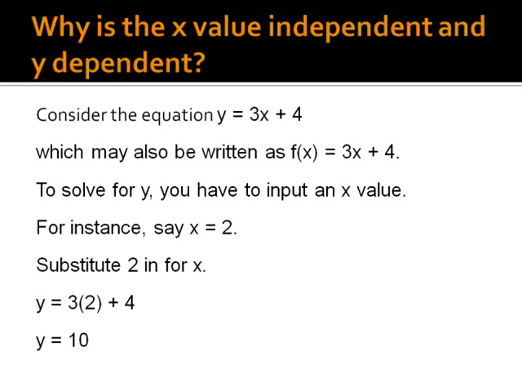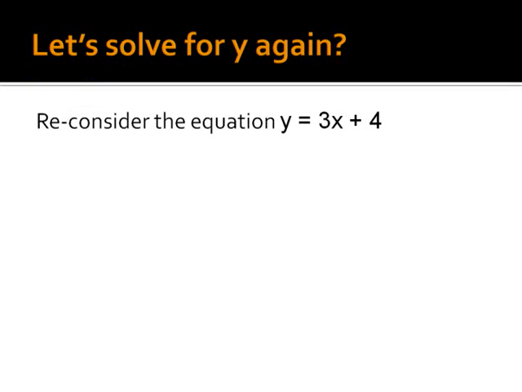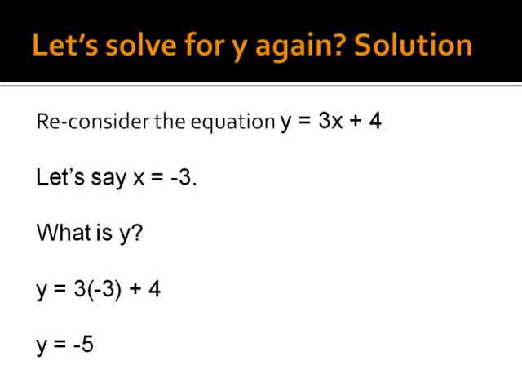I'm going to let you do one. We're going to use the same equation, y equals 3x plus 4, but instead of a 2, we're going to say x is a negative 3. I want you to figure out what is y. Let's see what we had to do. I substituted in the negative 3. 3 times a negative 3 is a negative 9, plus 4. Y is a negative 5.